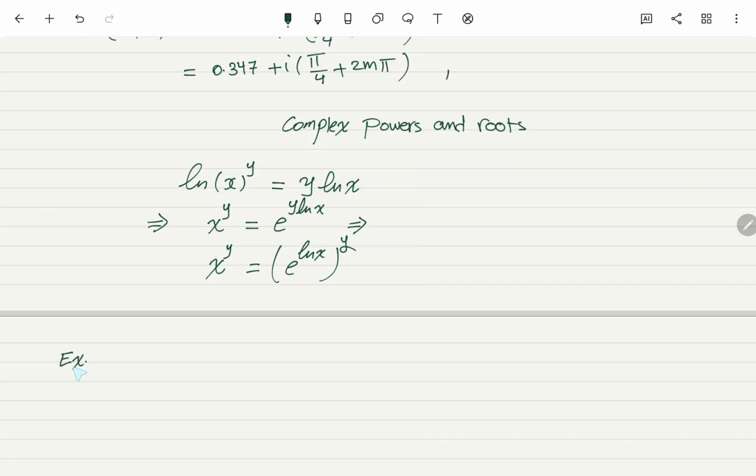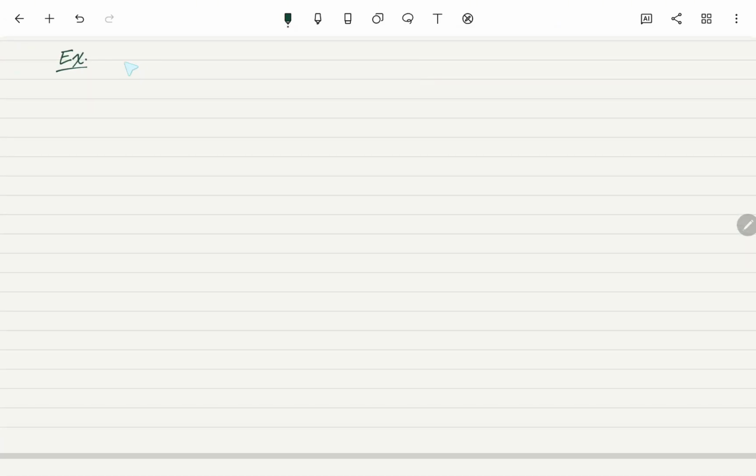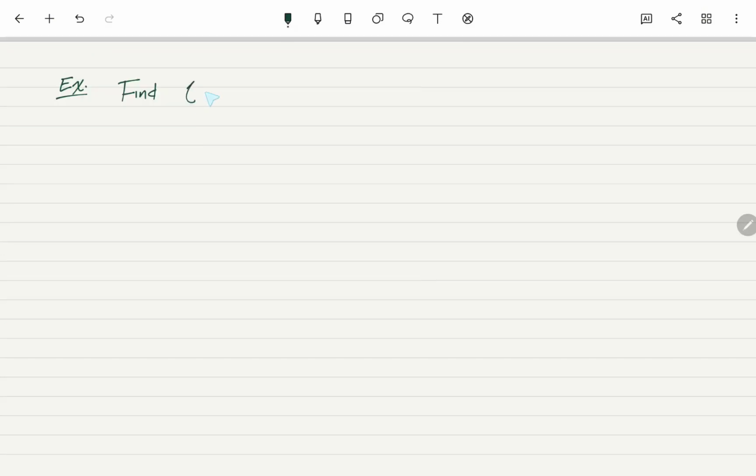Example, find i to the power minus i. To solve this one, i to the power minus i equals e to the minus i ln i, and i in this case equals e to the i pi over 2 plus 2m pi, because r in this case is equal to 1 and theta is equal to arctan of y over x, which is 1 over 0, so it's pi over 2.